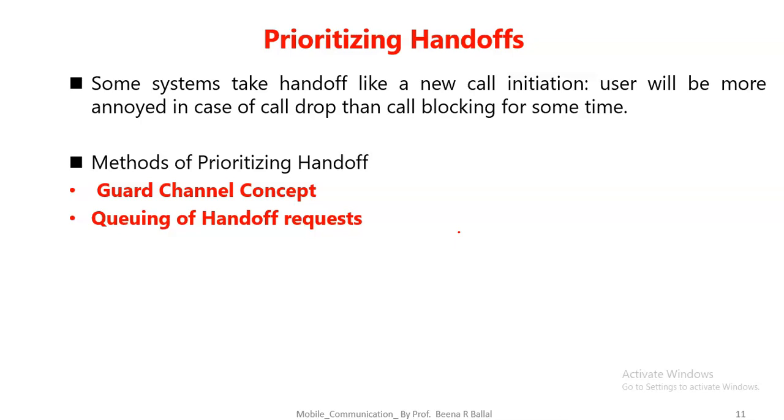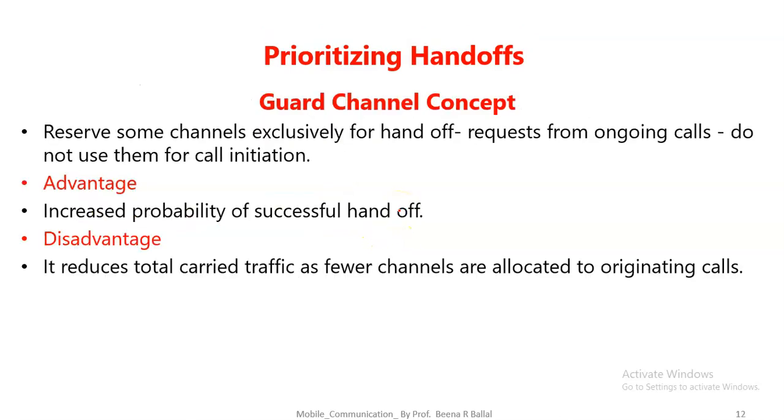After understanding the actual process and value of delta in second generation and first generation systems, the next concept is prioritizing handoff. In order to have the handoff done properly, we have two methods of prioritizing handoff. The first one is called the guard channel concept, and the second one is called queuing of handoff requests. Let's look at the first one. Under prioritizing handoff, the first method is the guard channel concept.